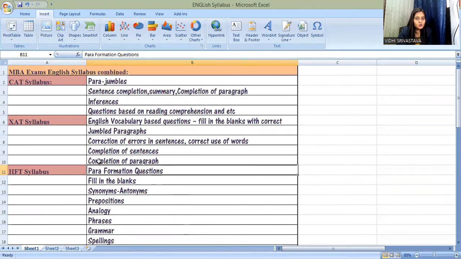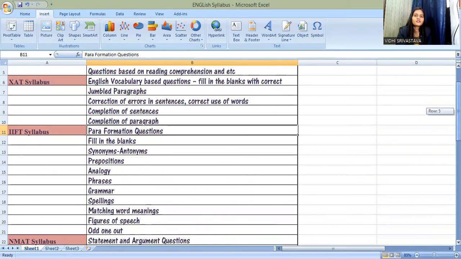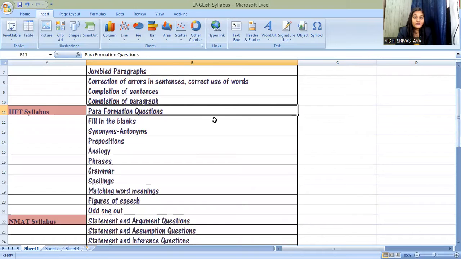So let's come to the IIFT syllabus. In the IIFT syllabus, there is quite a varied set of English questions. You can see there is para formation, there is fill in the blanks. Now the fill in the blanks section is very new. It does not come in XAT or CAT, but it comes in IIFT, it comes in NMAT. Then there is antonym synonym in the IIFT syllabus.